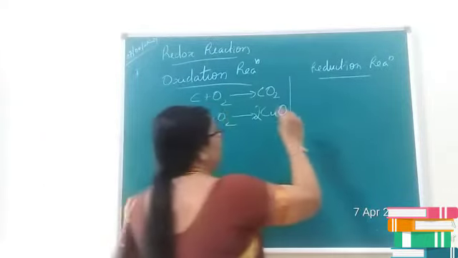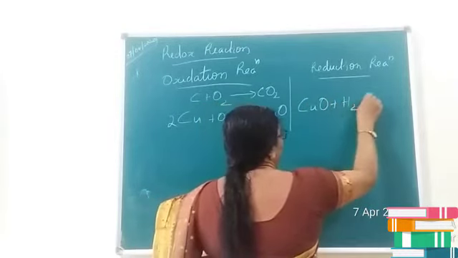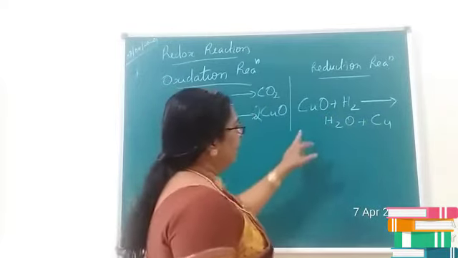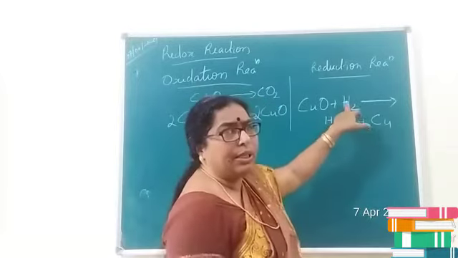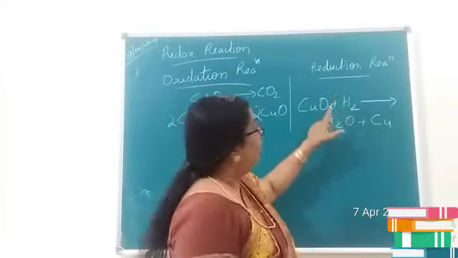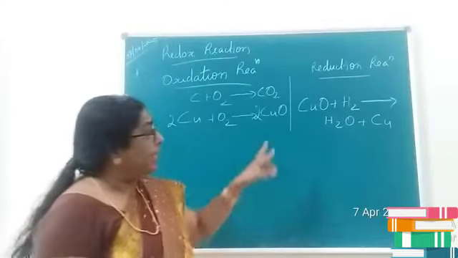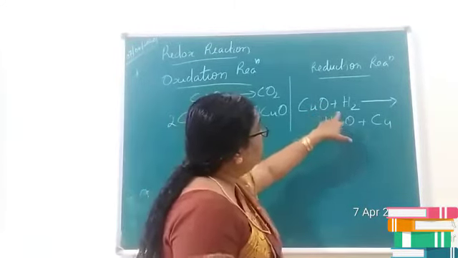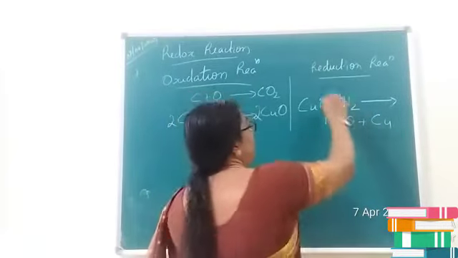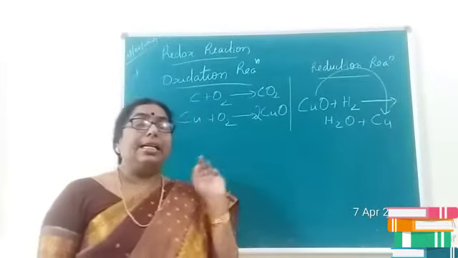Is it clear, children? On the other hand, if you consider this copper oxide undergoes reaction with hydrogen, it results in the formation of water and copper. So here hydrogen is getting oxidized, or hydrogen changes to water. This process of addition of hydrogen is termed as reduction. Or, it is the process of removal of oxygen. From copper oxide you remove oxygen and you get copper. So we can consider it as a reduction process.